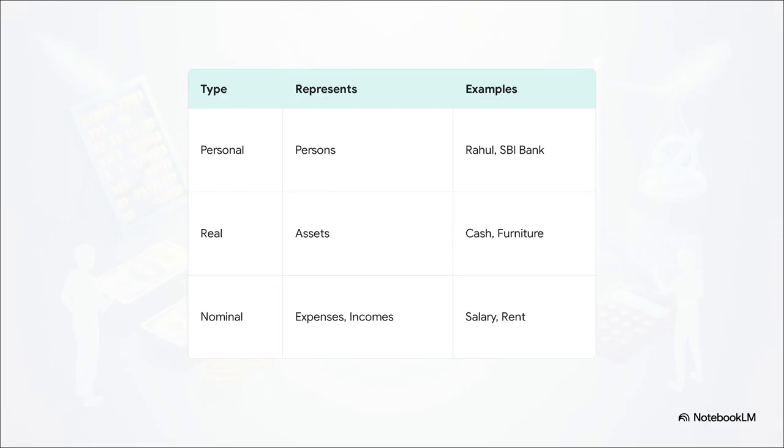Next, real accounts. These represent your assets, the tangible things your business owns. If you can touch it or hold it, like cash, buildings, or hey, that 20,000 rupee desk we talked about earlier, it's a real account. Finally, we have nominal accounts. These represent the intangibles, your expenses, losses, incomes, and gains. We're talking salaries paid to employees or rent for the office. Every single piece of a transaction is going to drop perfectly into one of these 3 buckets.